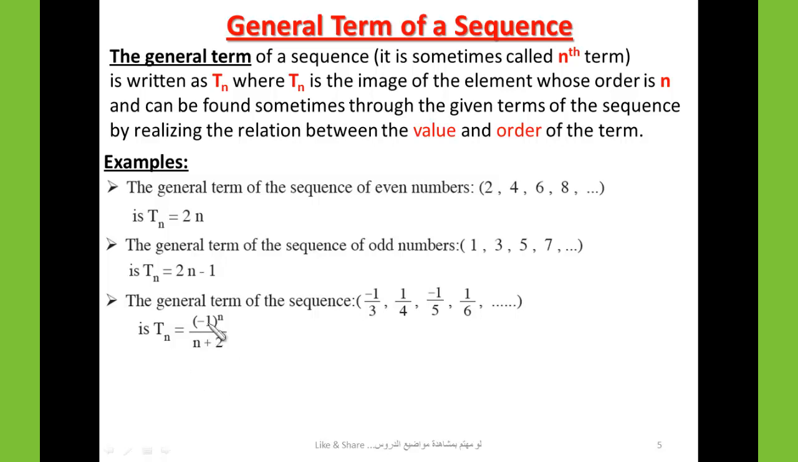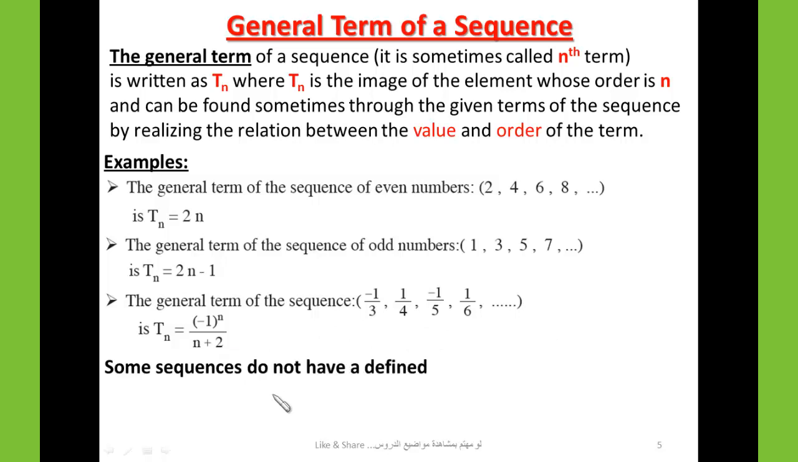So T1 equals negative 1 power 1 over 1 plus 2. 1 plus 2 equals 3, and negative 1 power 1 equals negative 1. What about T4? We know that T4 is 1 over 6. But how can you calculate it using the general term? Just substitute n equals 4. So T4 equals negative 1 power 4 over 4 plus 2. Negative 1 power 4 equals 1, and 4 plus 2 equals 6, and so on.